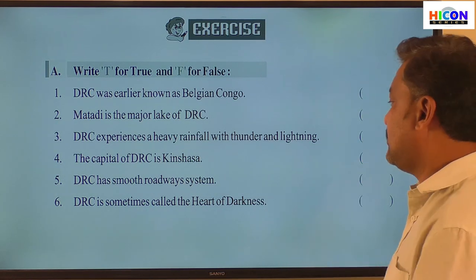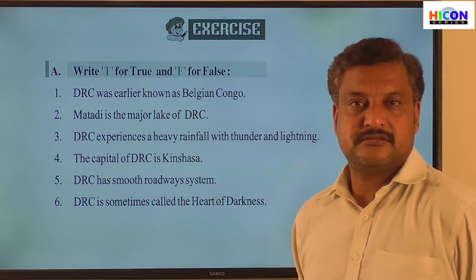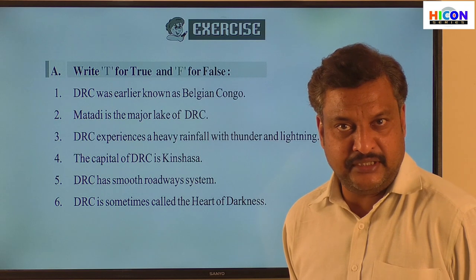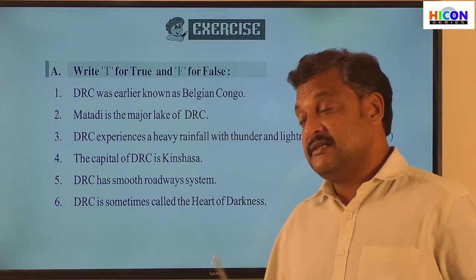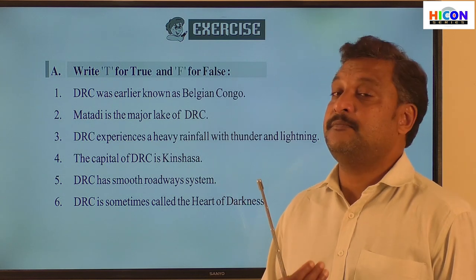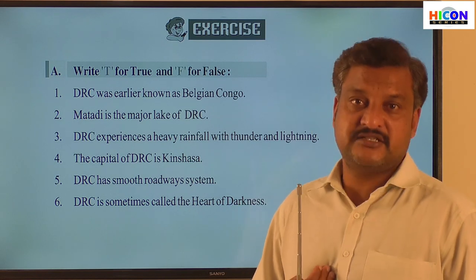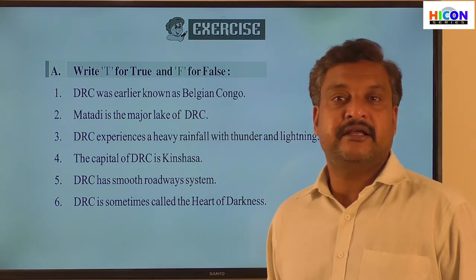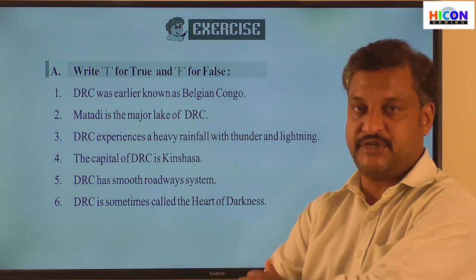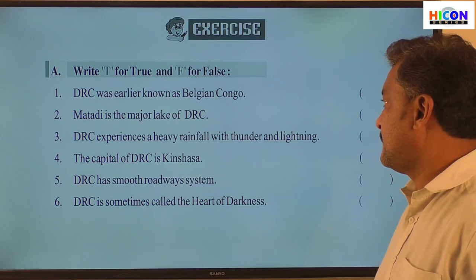DRC is sometimes called the heart of darkness. Yes. Africa is a continent which is known as a dark continent, and that lies on the central western side. It's a place where our heart is located, and that is why DRC is often called the heart of darkness. That is a true statement. Right? So now we'll check it with the answers.